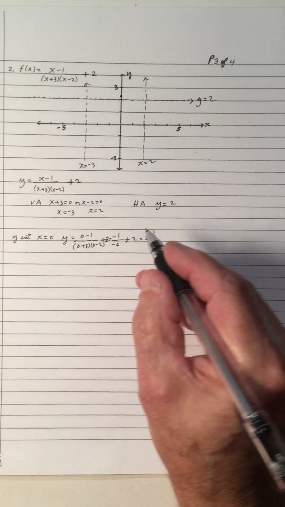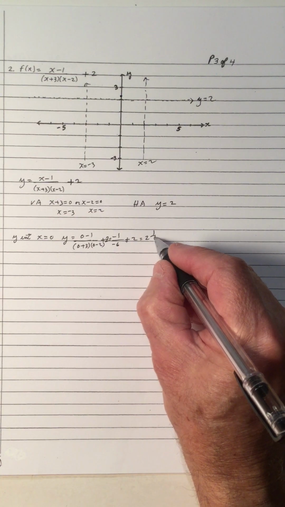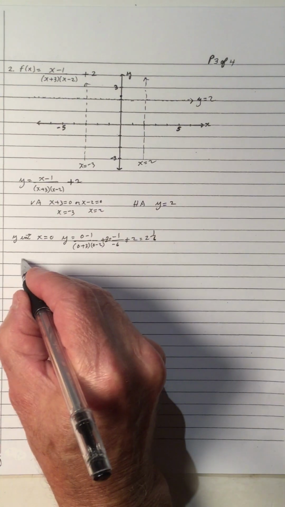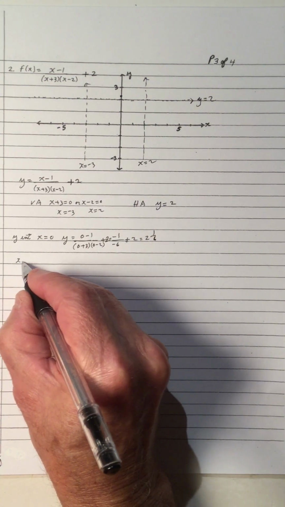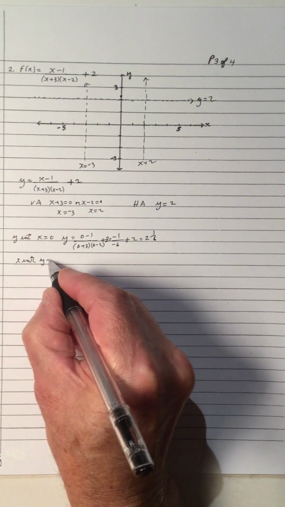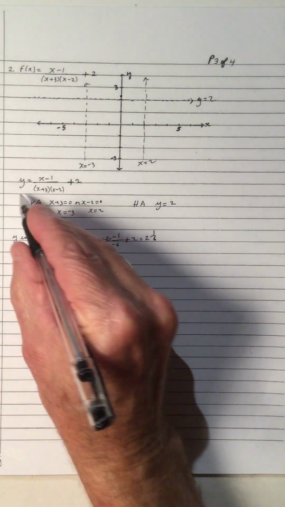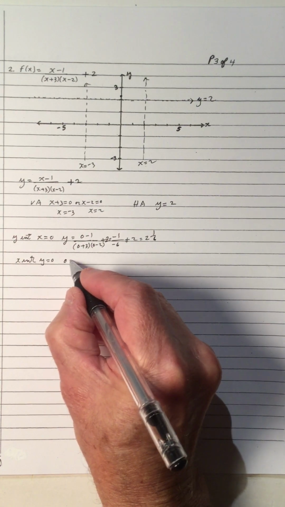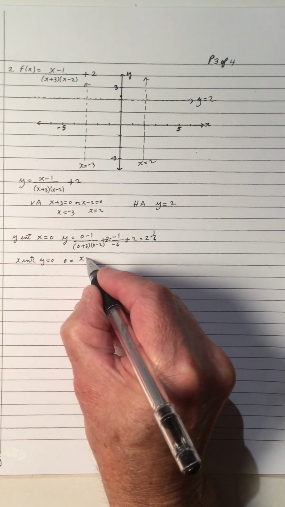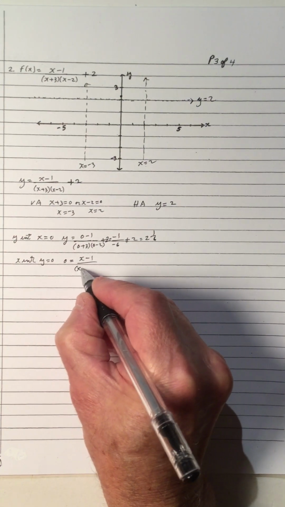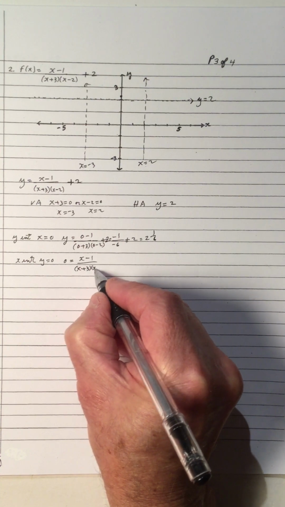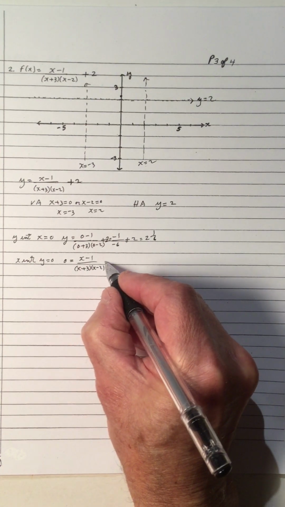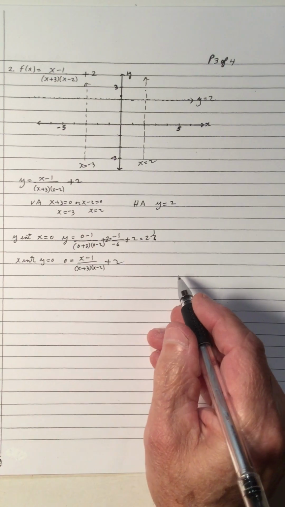And let's look at the x-intercept. So the x-intercept is when y is 0. So we're going to make y 0, and we're going to write down the rest of the equation and solve it for x. So y is 0, and we're going to solve it for x.